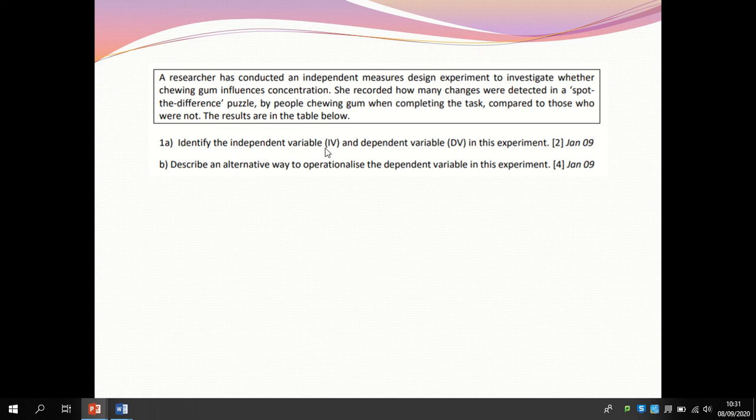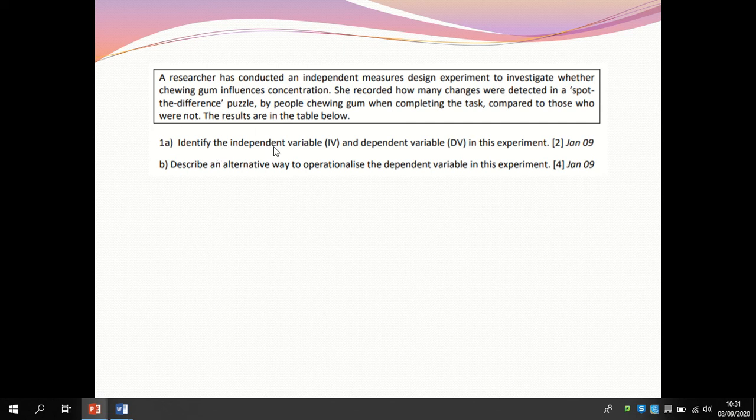So it says identify the independent variable and the dependent variable in this experiment, 2 marks. So if you look at this experiment, you've got to find where the IV is and what the IV is and what the DV is. So the experiment is whether chewing gum affects or influences concentration. So what is our IV here? Chewing gum would probably be our IV, because that's the thing that the researcher is changing. You'll probably have one group chewing gum and one group not chewing gum, and that's what it says right here. And then the DV is concentration measured by the amount of changes spotted in a spot the difference puzzle.